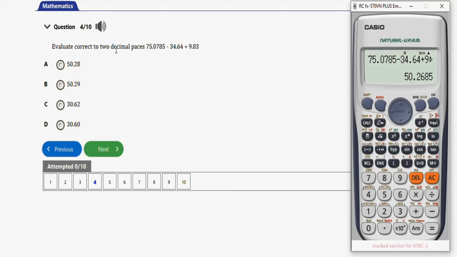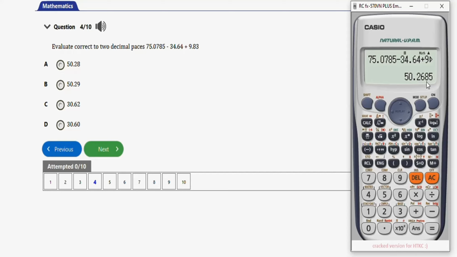We are asked to give the answer correct to two decimal places. We have 50.2685. The decimal value starts immediately after the decimal point. So the first decimal value here is this 2. The second one here is this 6. So this 8 after 6 is up to 5.